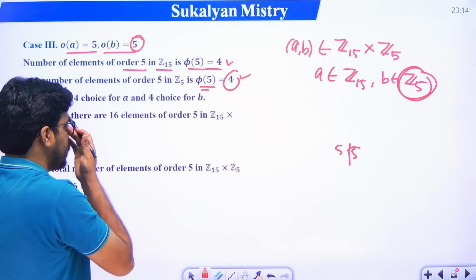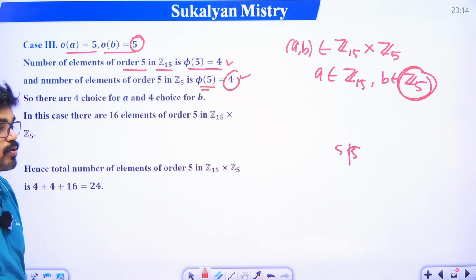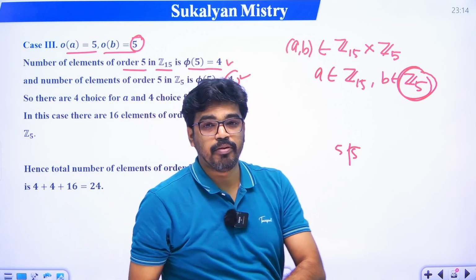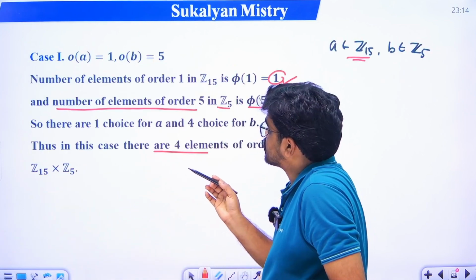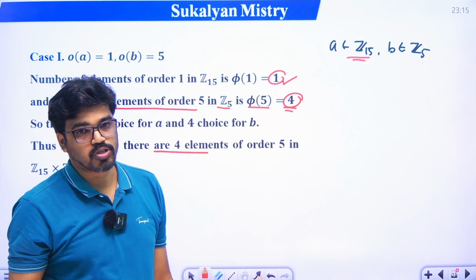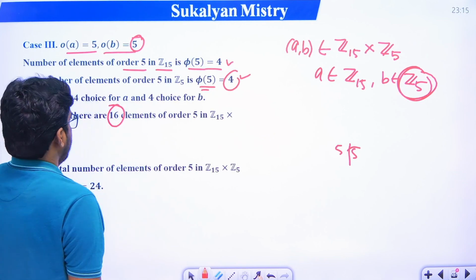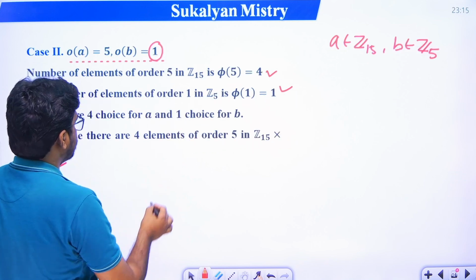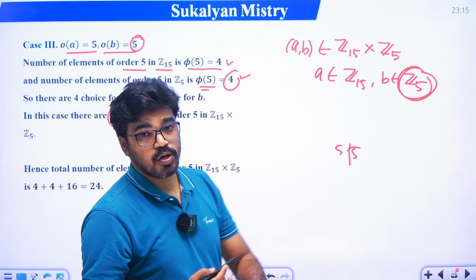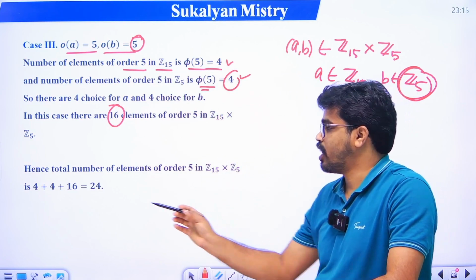Okay, so there are 16 elements of order 5 in Z15 cross Z5. There are 4 choices for A and 4 choices for B, so 16 elements. In case 1 I got 4 elements, in case 2 I got 4 elements, in case 3 I got 16 elements, just sum them up, total 24 elements. So the total number of elements of order 5 in Z15 cross Z5 is 24.